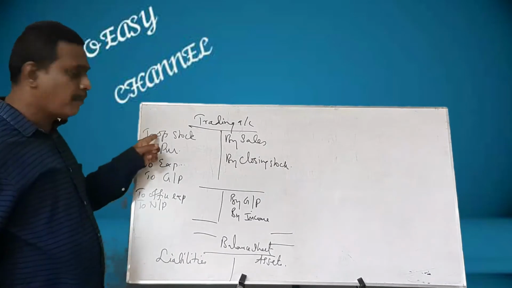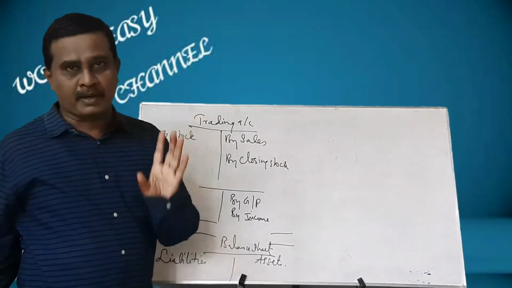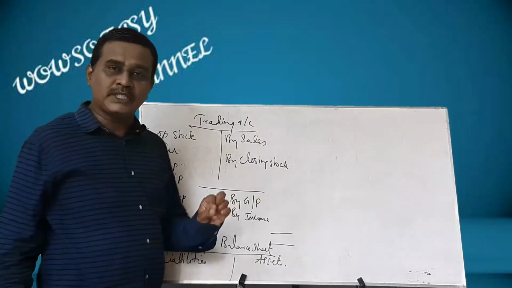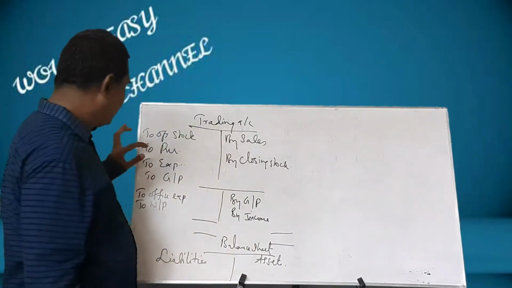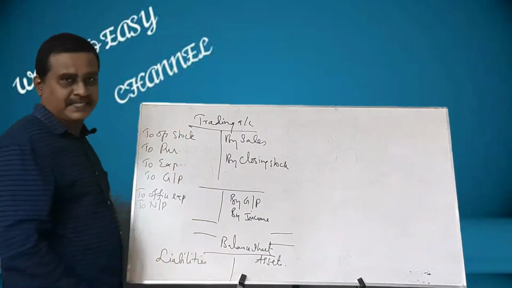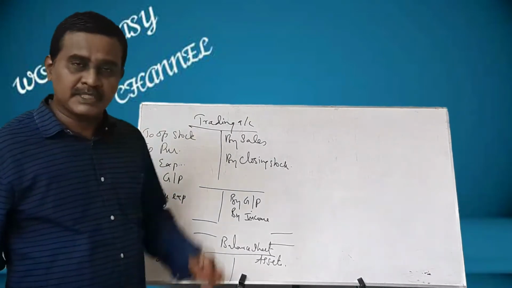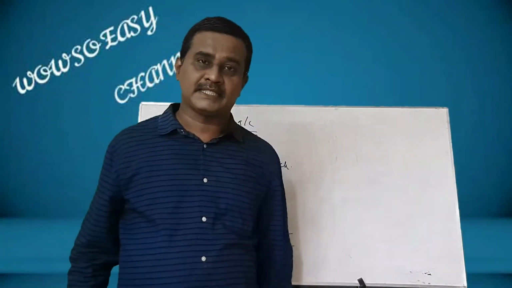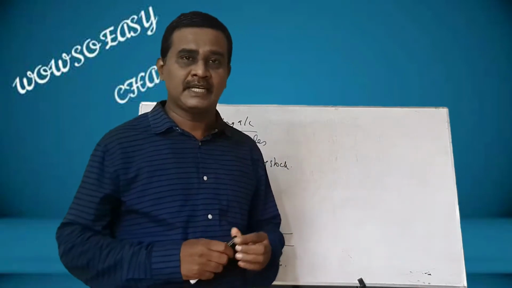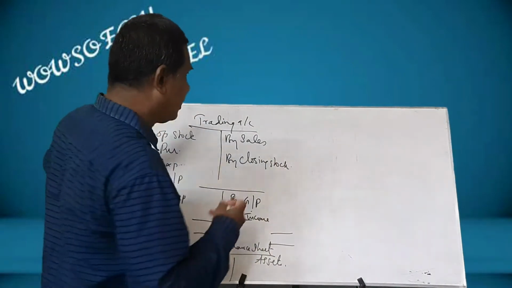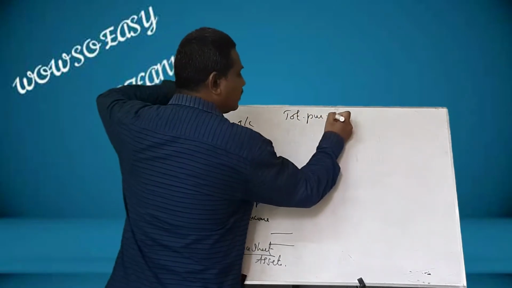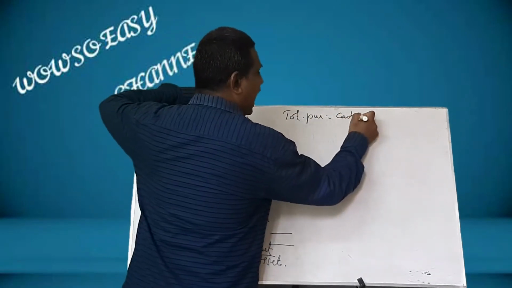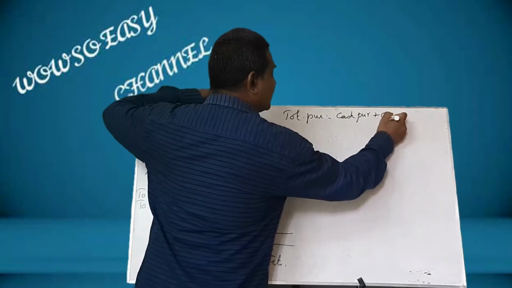See, opening stock, this will be given in the problem itself. And the closing stock will also be given in the problem itself. Now, we have to come to purchases. Sometimes we have to calculate purchases. How to calculate that purchases? Total purchases will be equal to cash purchases and credit purchases.